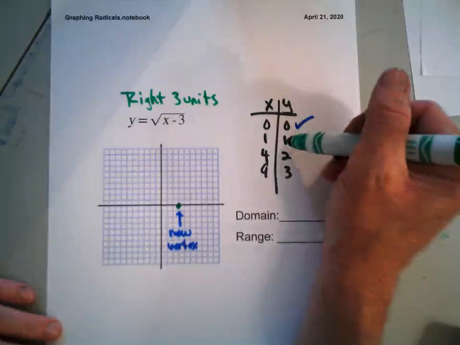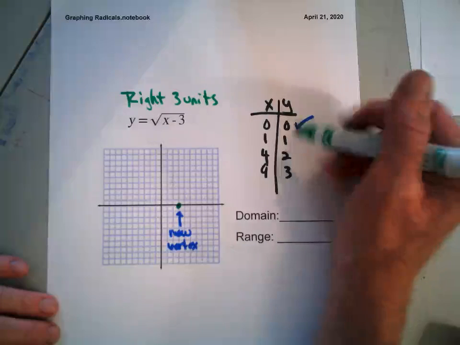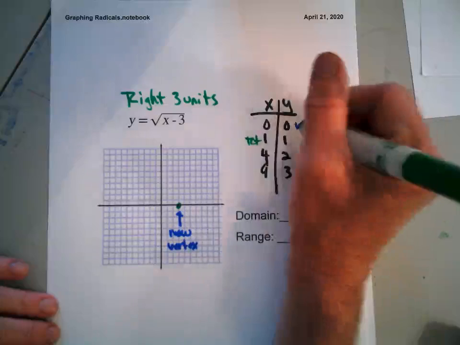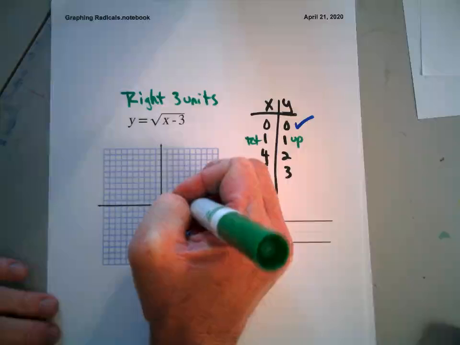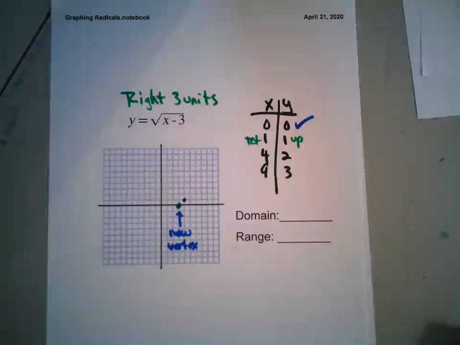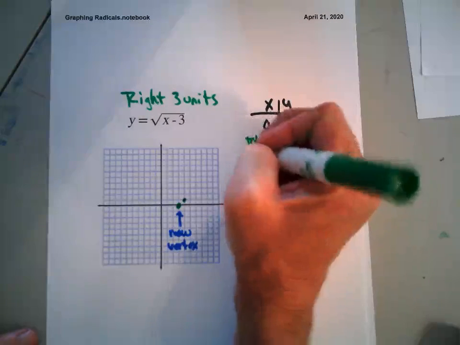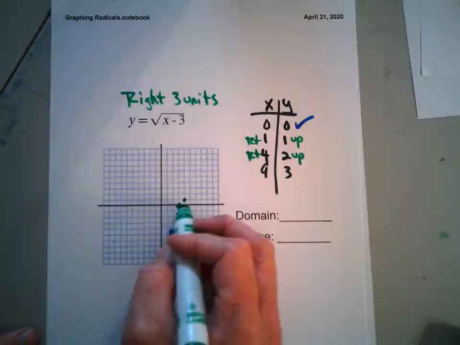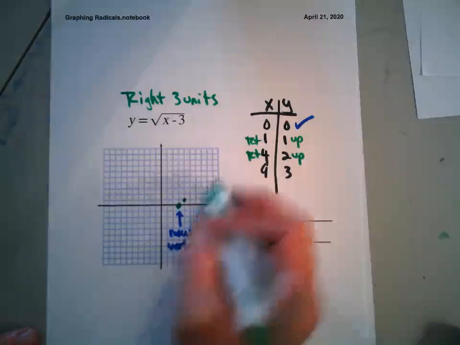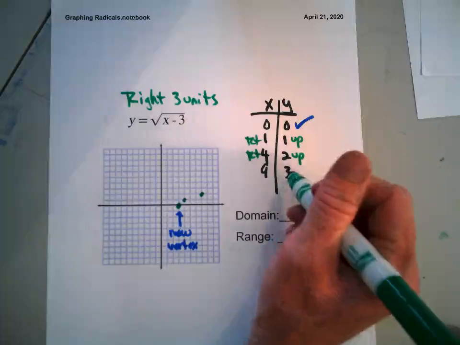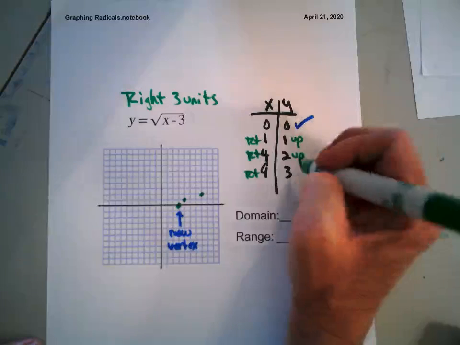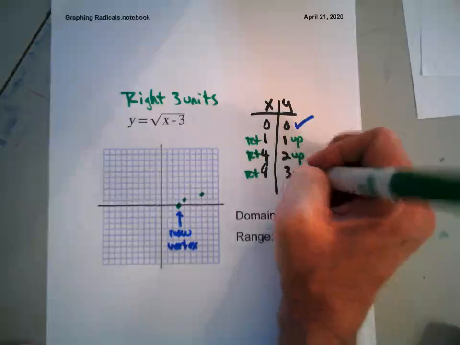Now, the second point that we're going to graph is right 1, up 1 from this point. So we'll go right 1, up 1 to right there. And then we go right 4, up 2. 1, 2, 3, 4, 1, 2. And you'll start to see the square root parent function starting to take shape. Now this 9, 3 is going to fall off the graph a little bit, so we just have to do the best that we can. So we'll go right 9 and up 3.